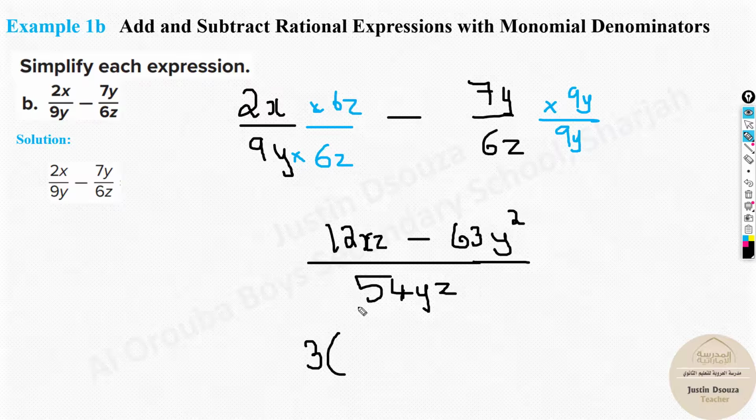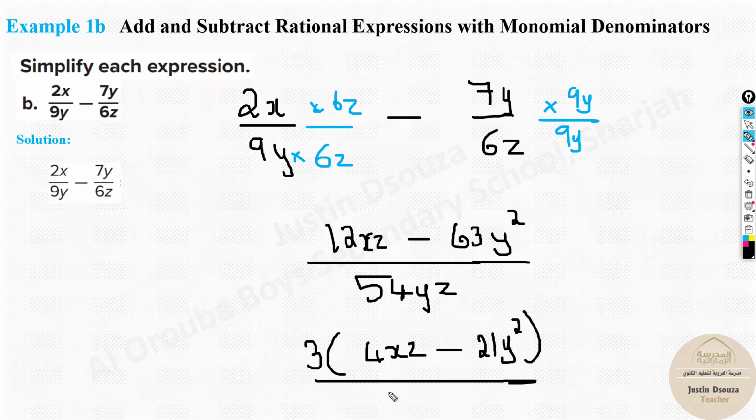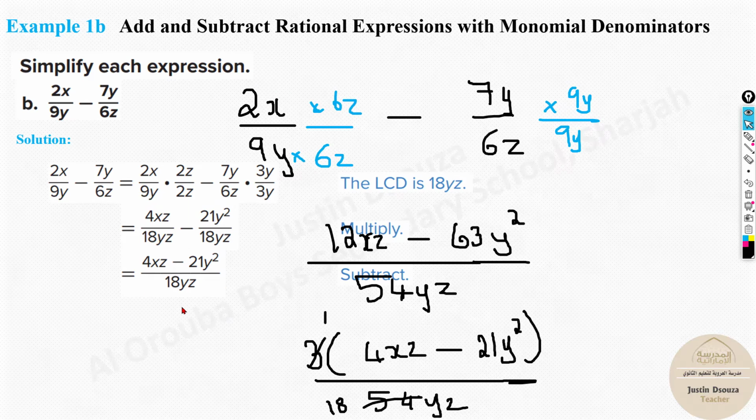So what you're doing is basically removing 3. This is just simplification. 3 is removed out, so you're remaining with 4xz minus, here when 3 goes it will be 21y squared divided by 54yz. 3 one time and 3 eighteen times. So this would be the answer: 4xz minus 21y squared by 18yz. Now you might be thinking this is an easier method in this case.